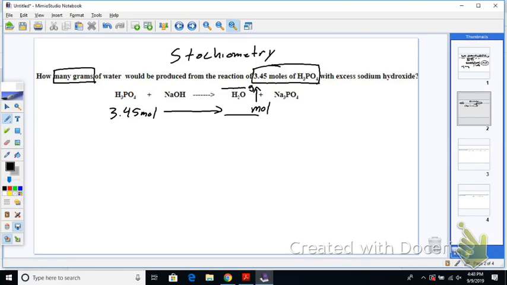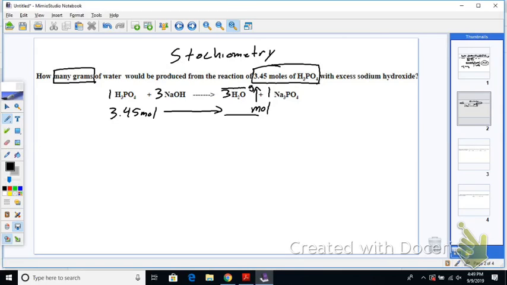Alright, before we do this though, we've got to make sure our equation's balanced, and if you look at it, it's not balanced. And so we have to balance it. I'll balance it real quick for you. I'm not going to go through the specifics, but balancing would be 1, 3, 3, 1.